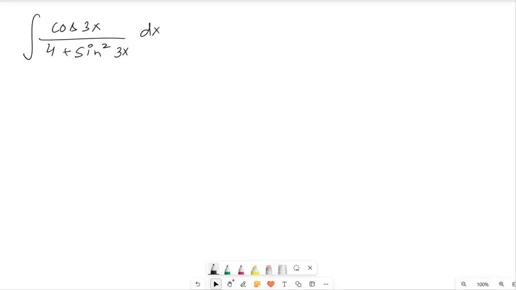Let's try this question. This is cosine 3x divided by 4 plus sine squared 3x. This seems like a substitution question. I'm going to try to substitute u as sine of 3x. For the substitution, you need to differentiate both sides. The derivative of sine is cosine 3x times 3 times dx.